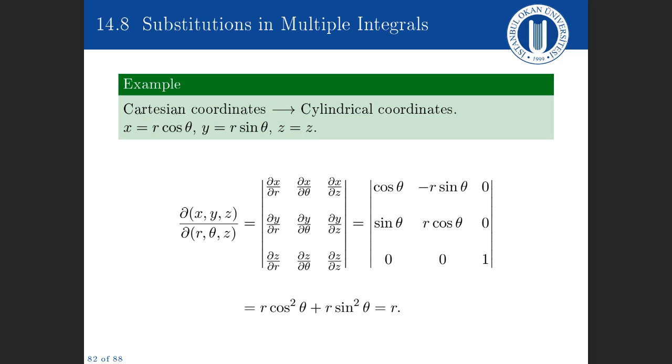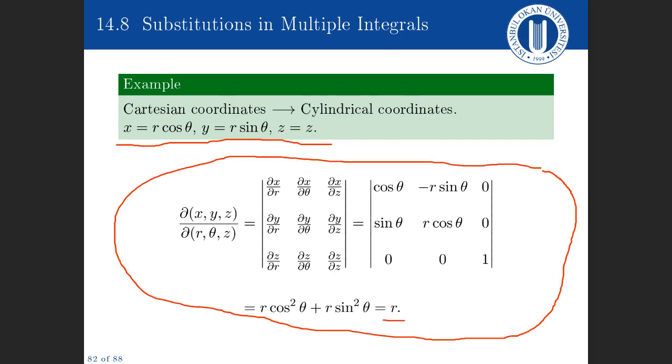So for example, if I wanted to convert Cartesian coordinates into cylindrical coordinates, remember the coordinate change was x is r cos theta, y is r sin theta, and z is equal to z. If you understand determinants, you can check that this is equal to r. And that's exactly what we were using before. Remember, dx, dy, dz is equal to r dr d theta dz.